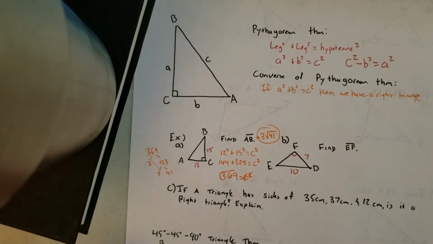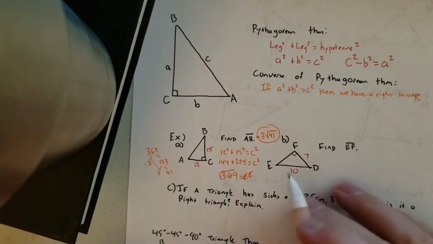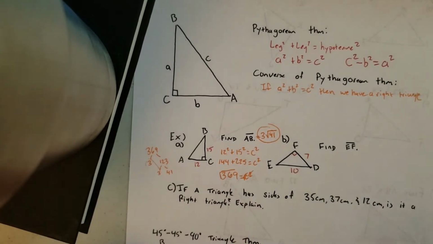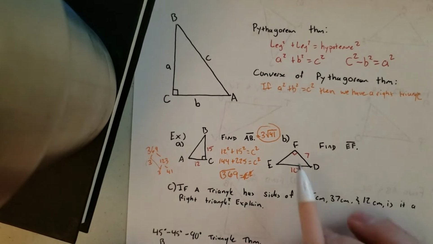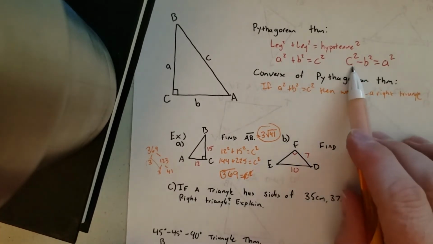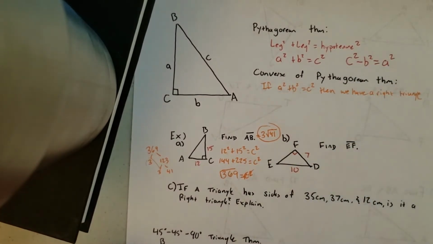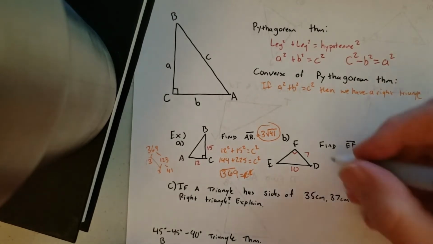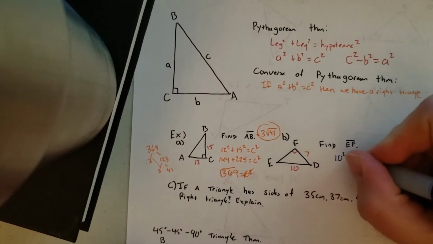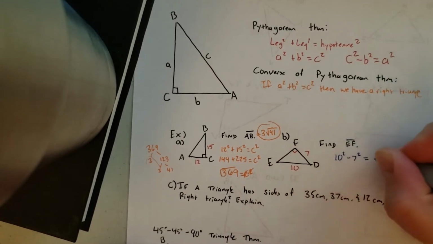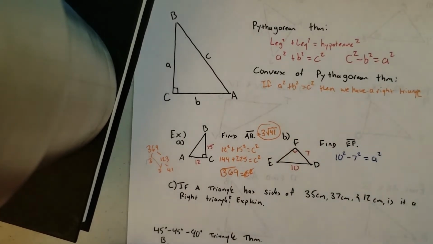All right, if we look at part B, I want to find EF. Well, is EF a leg or my hypotenuse? It is my leg. So I'm going to follow this equation. I'm going to take my c squared minus my leg squared. So I'm going to take 10 squared minus 7 squared. That's going to give me my a squared.